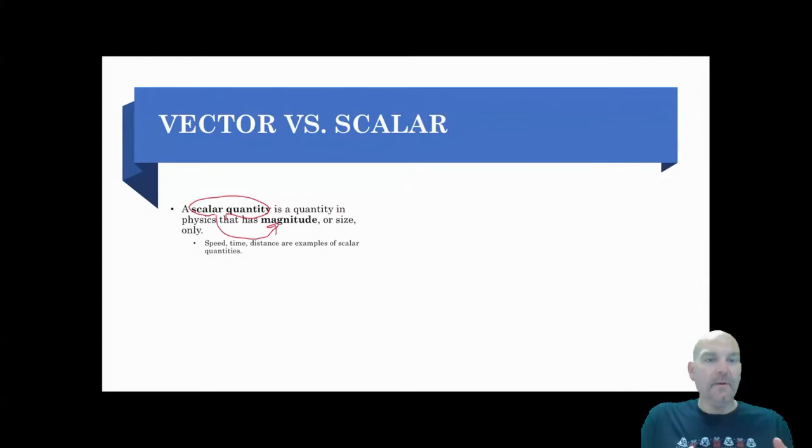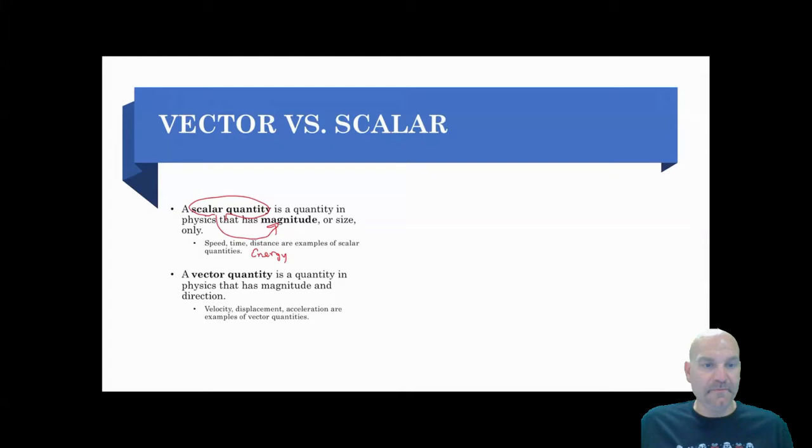So if you look at a number, it's the number itself. And so in physics, some of the basic examples, speed, time, distance, are going to be examples of scalar quantities. Energy is also another scalar quantity.